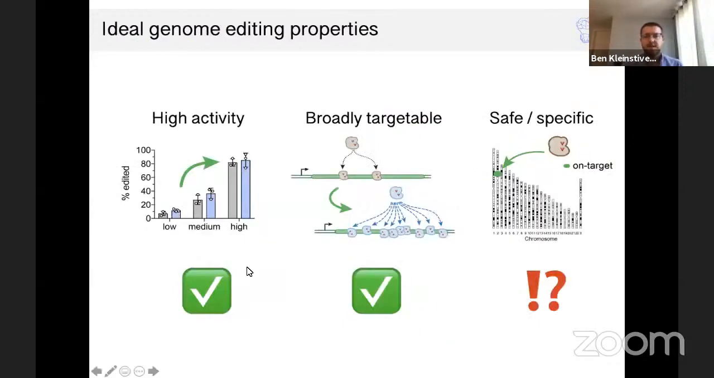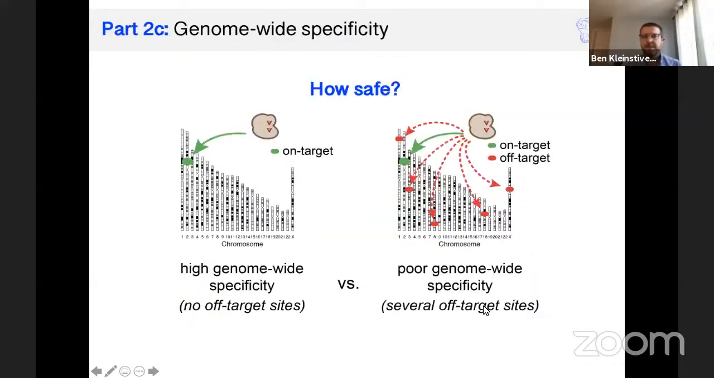Okay, so I've described to you how we can make more active proteins and more broadly targetable proteins. The question then becomes, how safe and specific are these enzymes? Of course, this is a very important consideration both for research and for therapeutics. Ideally, we want an enzyme that targets only one site in the cell and not an enzyme that targets other positions in the genome that have a sequence that resembles the on-target site.